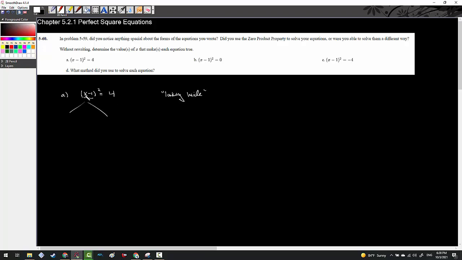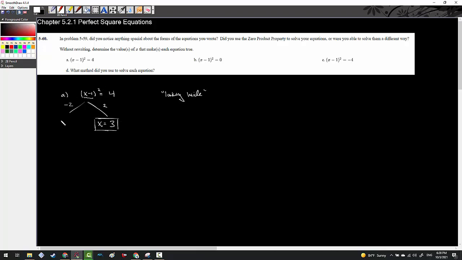I could either have the inside in total be a 2, because 2 squared is 4, or the inside could be a negative 2, because negative 2 in total squared is 4. So if I wanted the inside to be a regular 2, then what would x have to be to make that happen? Well, x would have to be 3, right? Because 3 minus 1 is 2, and 2 squared is 4.